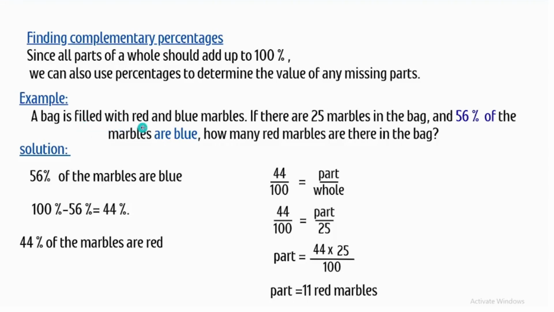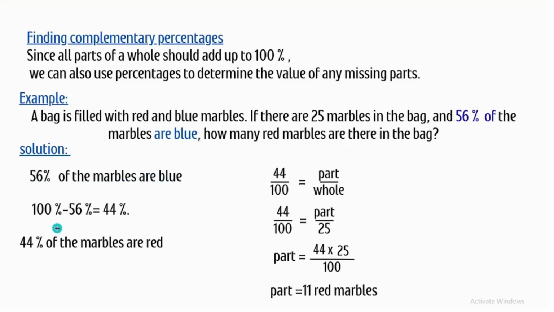A bag is filled with red and blue marbles. We have a bag with red and blue marbles. If there are 25 marbles in the bag, all the marbles, the blue and the red, are 25. So this is the whole. In the bag there are 25 marbles and 56% of the marbles are blue. So I will calculate this.